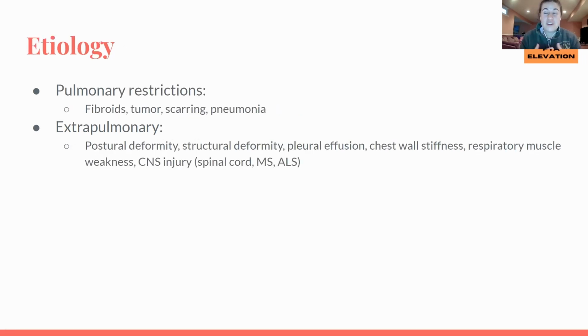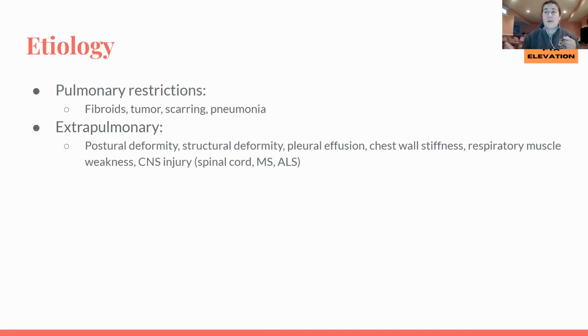So etiology, there's two different ways that this might show up. It might be a pulmonary reason or an extrapulmonary reason. Pulmonary would be within the lungs themselves. This would be fibroids or tumors or scarring or pneumonia. With the fibroids and scarring, there's a bunch of stuff in there that's causing the lungs to not be able to expand all the way. A tumor could be in the way where the lungs can't expand all the way. The pneumonia and bacterial infections, we don't want that going on in the lungs. That's obviously going to decrease the amount of ventilation of air in and out of the lungs.